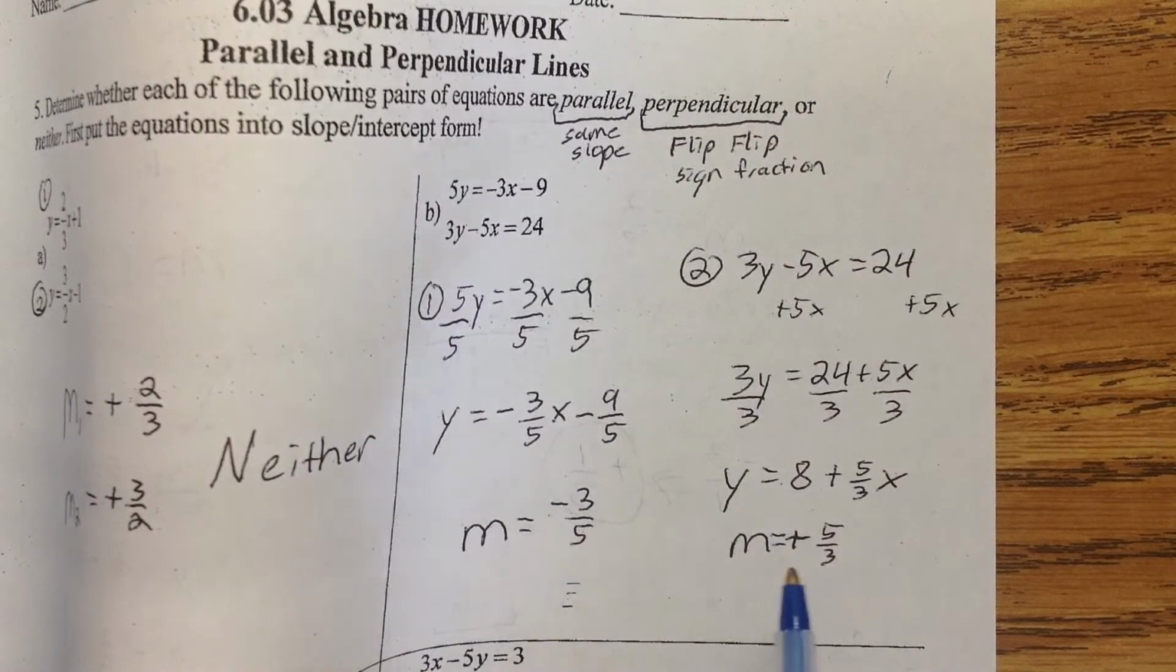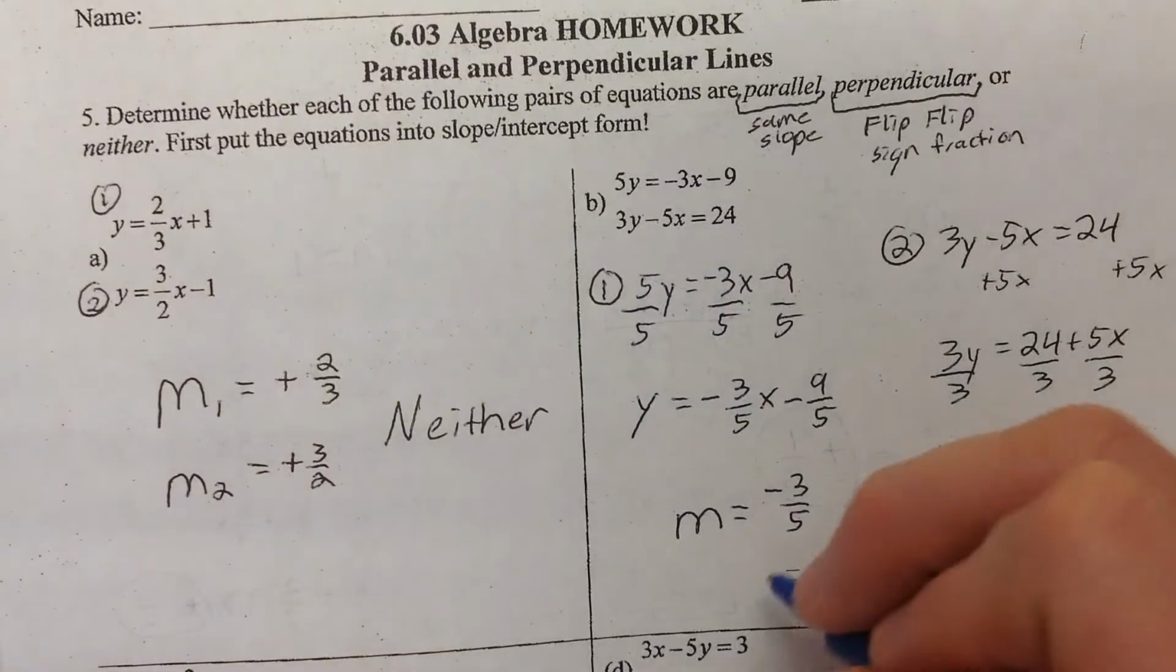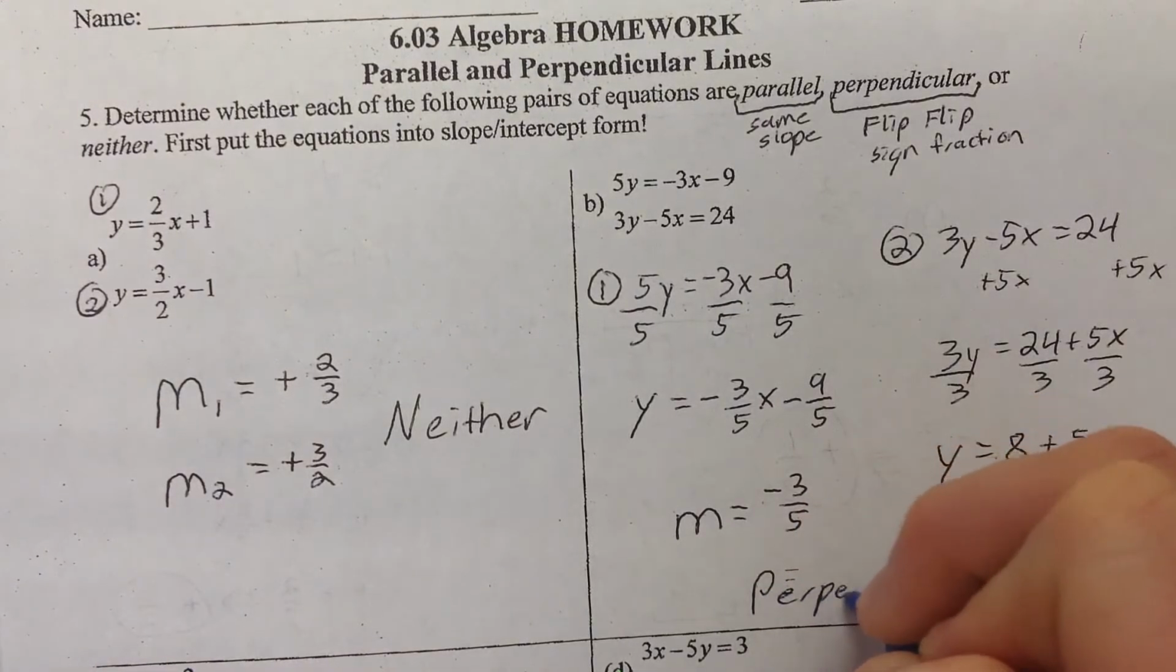All right, so now let's compare the two slopes that we have. This one is negative, this one is positive, so that flipped. This one is 3/5, this one is 5/3, so that also flipped. When both pieces flip, that is perpendicular.